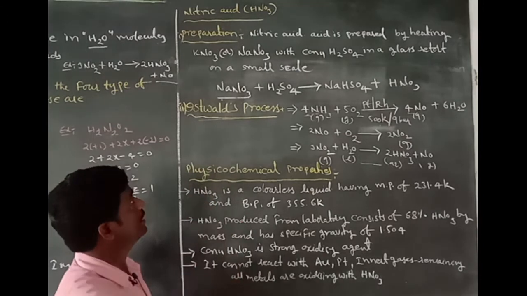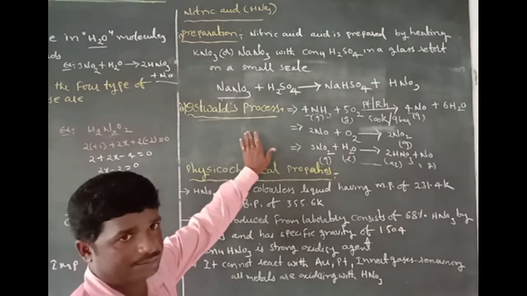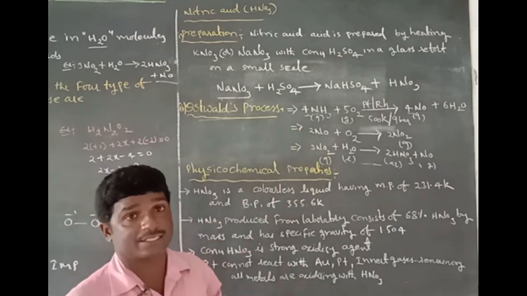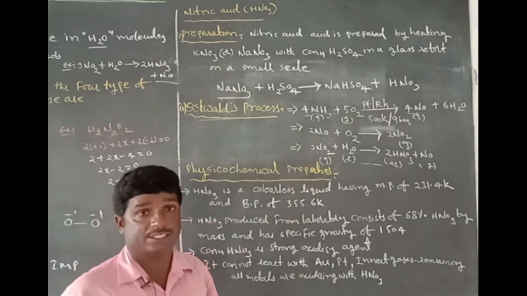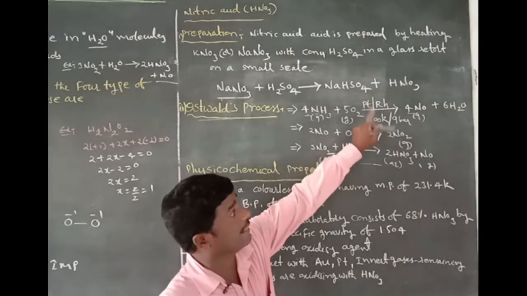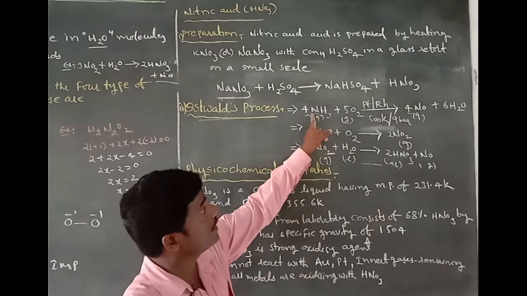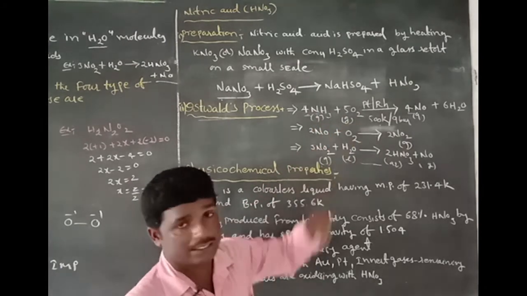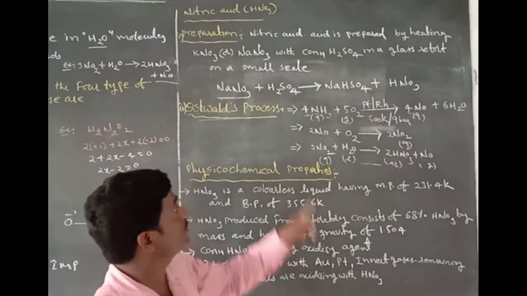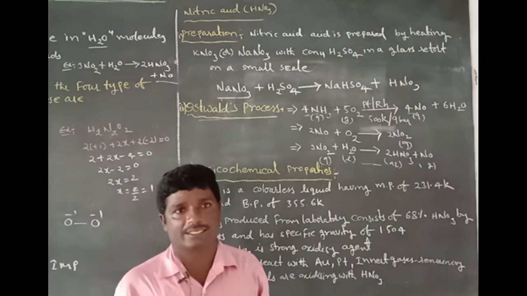The second one is the Ostwald process. The Ostwald process is used for the manufacture of nitric acid, which is based upon the catalytic oxidation of ammonia by atmospheric oxygen on a large scale. It is also known as the Ostwald process.